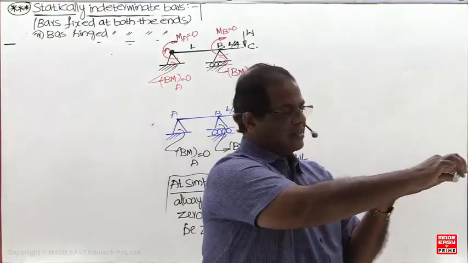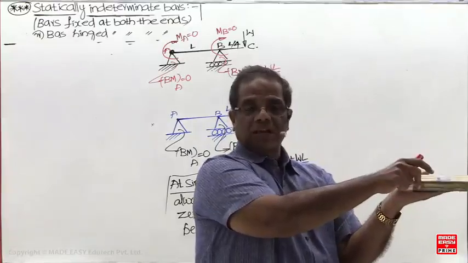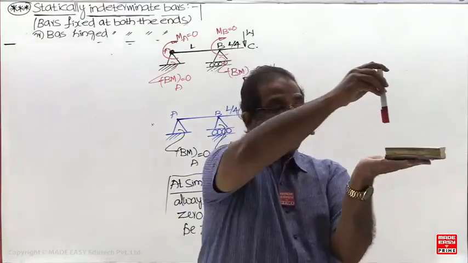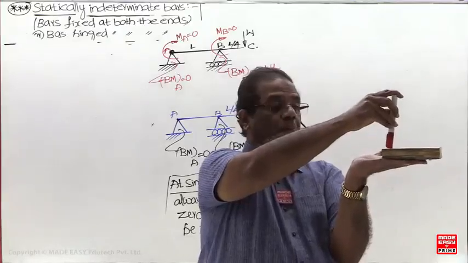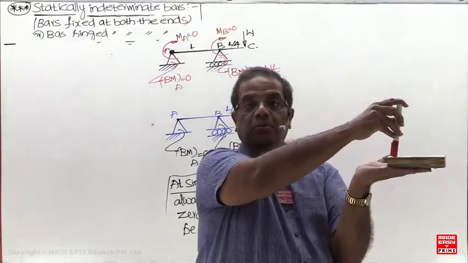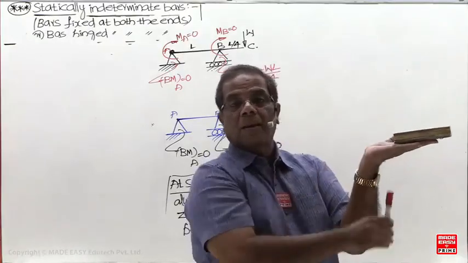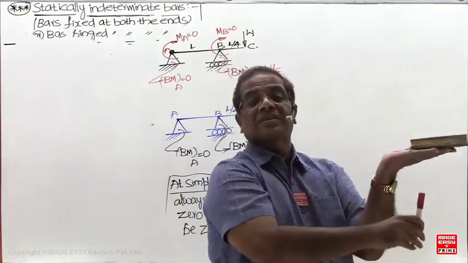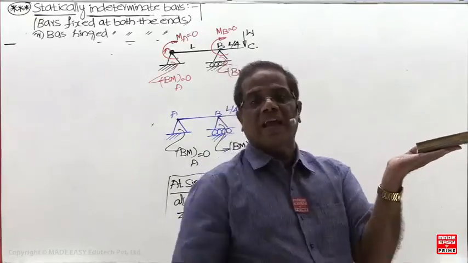Even if I apply a load like this, it will permit the rotation. Rotation is permitted. Only which motion is restricted? Vertical motion. Now what is this marker doing? Pushing the duster downward. But the duster is not moving downward, which means my hand will offer a reaction. Which reaction? A vertical reaction. So my hand will offer only a vertical reaction.